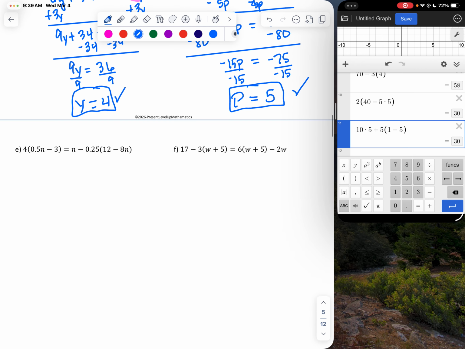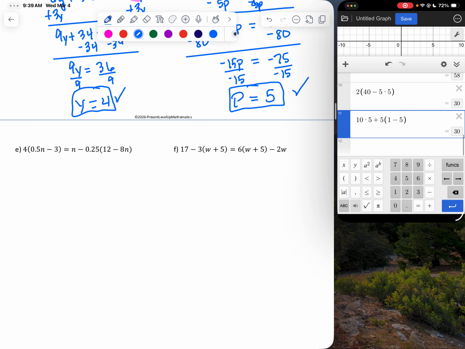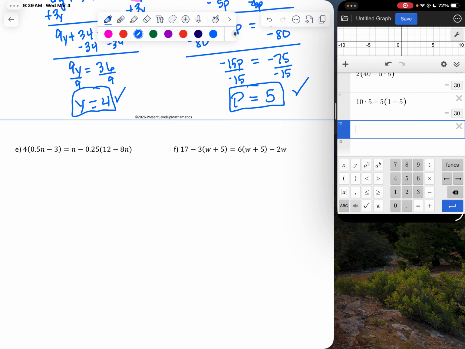All right, now we also can sometimes have problems with decimals, but just know they're the same as all the other problems we're doing. You can use your calculator if decimals kind of stump you. So in this first problem, we're going to get rid of our parentheses by multiplying 4 times 0.5n, which would be, that's just 1/2. 0.5 is 1/2, so 1/2 of 4 is 2n. And then 4 times negative 3 is negative 12 equals n minus.